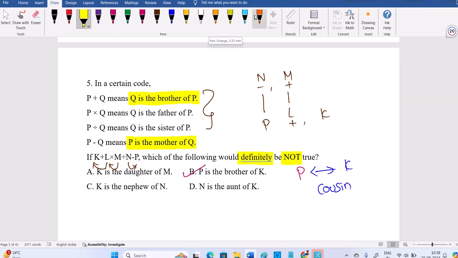Guys, see the importance in this question. A lot of people will argue, sir, A is also wrong. They said definitely not true. K may be a daughter of M if K is female. There is a chance. But option B is not at all possible because P and K will share a cousin relationship whether they are male or female. Okay, but here they have given brother. That's not possible.